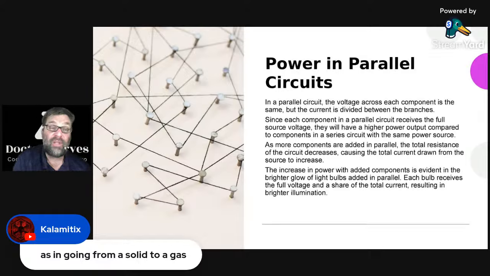Yeah, that's why you have to do it that way, because it requires energy to get it from the melting point up to the boiling point. Right.